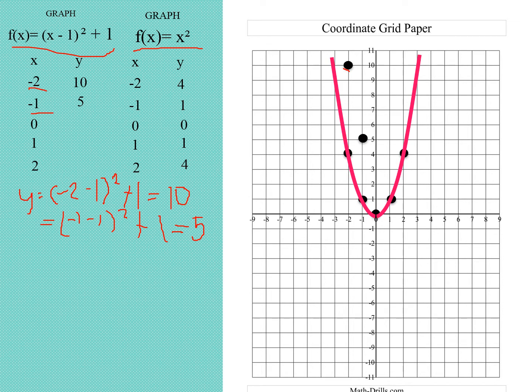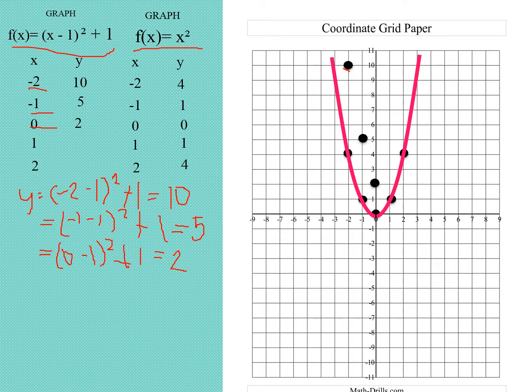Next, we have 0. So, let x be 0. So, we have 0 minus 1 squared plus 1. So, 0 minus 1 will become negative 1. Negative 1 squared will become positive 1. Then, plus 1 will become positive 2. So, our y will be positive 2. Then, our plot is there.